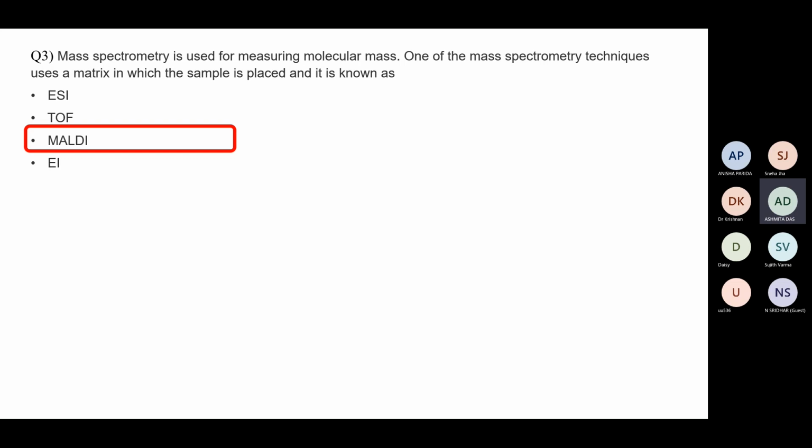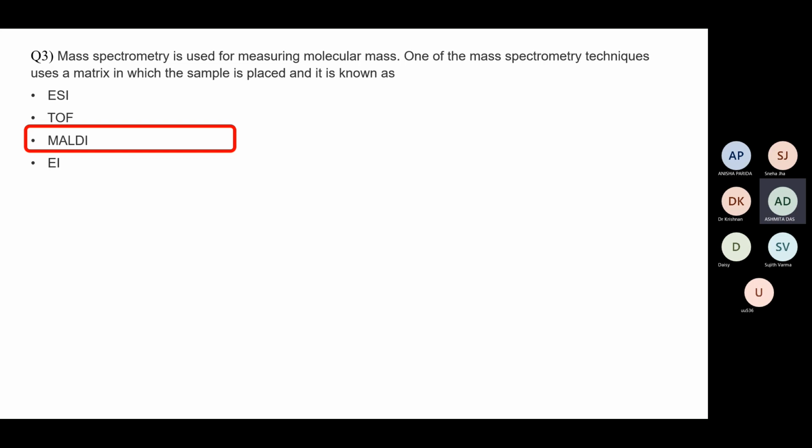So in the ESI, what happens? A highly charged aerosol is generated from the sample in solution, and the droplets shrink due to evaporation, and the charge density increases until Coulombic explosion occurs, producing smaller droplets. This process continues until individual ions are generated. The major limitation is that the sample needs to be soluble, and ESI is basically applied to charged, polar or basic compounds. The next one, the MALDI.